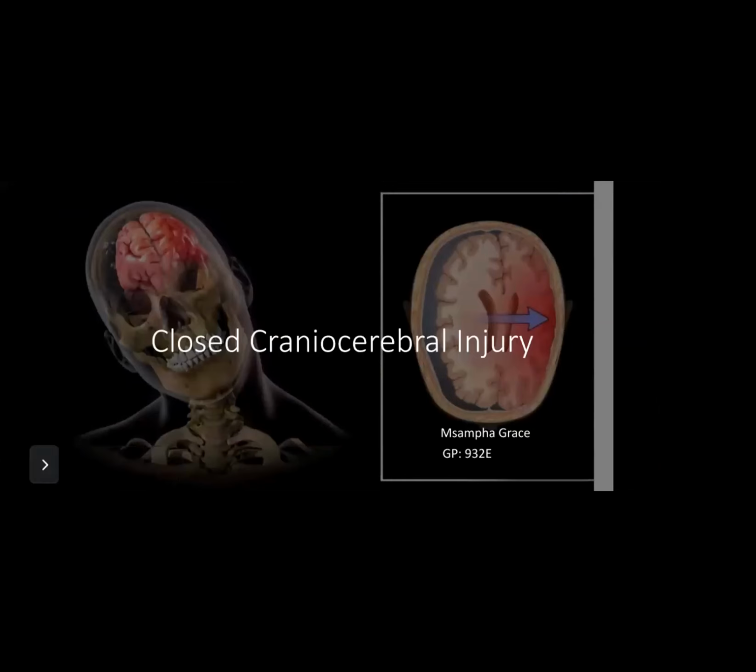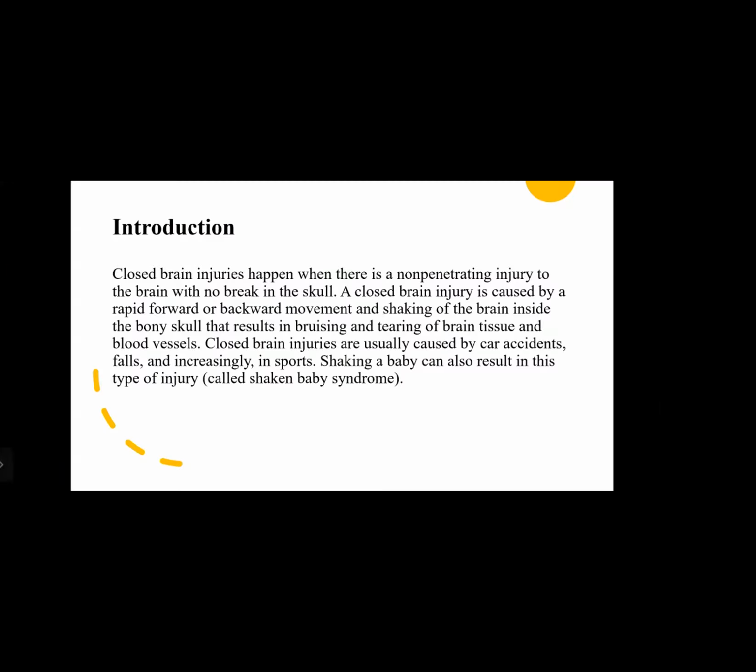As for my topic today, it's not really far from what Shivani has just been saying. It's also closed craniocerebral injuries. Closed craniocerebral injuries happen when there is non-penetrating injury to the brain with no breaks in the skull. A closed brain injury is caused by rapid forward and backward movement, the shaking of the brain inside the bony skull, that results in the bruising and tearing of the brain tissue and the blood vessels.